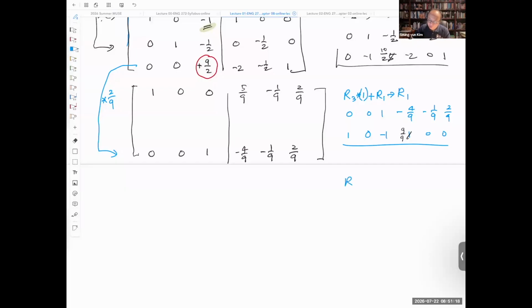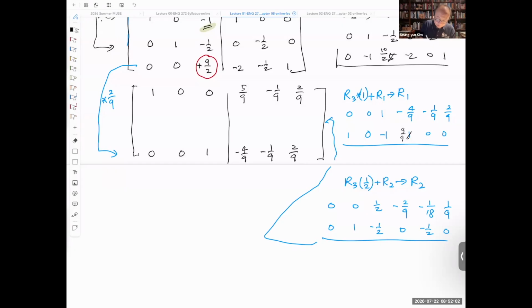So I'm going to use all 3 times positive 1 over 2, add to R2, put it back to R2. So all 3 times 1 over 2, 0, 0, 1 over 2, minus 2 and 2, 2 over 9, minus 1 over 18, plus 1 over 9, and R2, we have a 0, 1, negative 1 over 2, 0, negative 1 over 2, and 0.